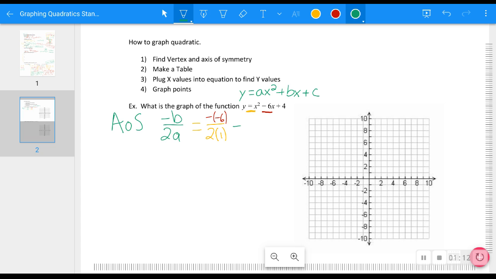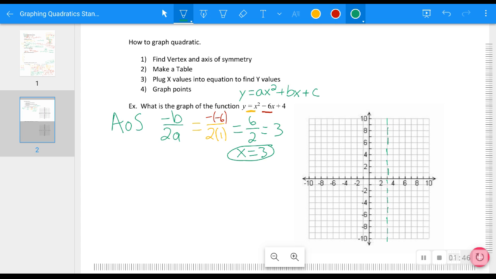So that turns into, because we have a negative 6, it's going to be a positive 6, over 2 times 1 is 2. And 6 divided by 2 is 3. So our axis of symmetry is going to be x equals 3. So that's the line that we'll be able to fold our parabola in half over, and it should be symmetric. So if I draw that in, we go over to 3, and this line isn't actually part of your graph. I'm just drawing in the little dashed line just to show you guys where that's at.